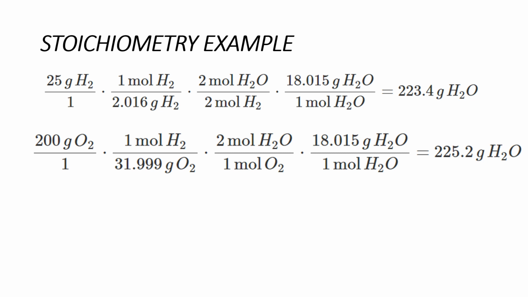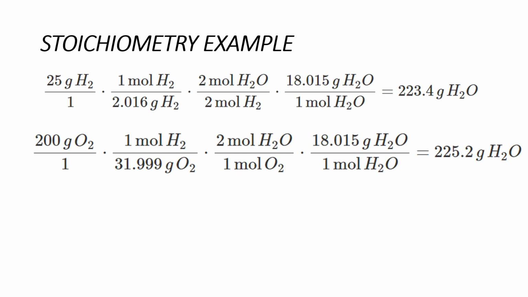So we could say 200 grams of oxygen gas. We can convert it to moles using our molar mass, which is 31.999 grams. Now our mole ratio here is not 2/2, but it's actually 2 moles of H2O to 1 mole of oxygen gas. And that was given in the equation, as you can see, the coefficients of those reactants and products. And then we can once again use the mole ratio, and you get 225.2 grams of H2O.